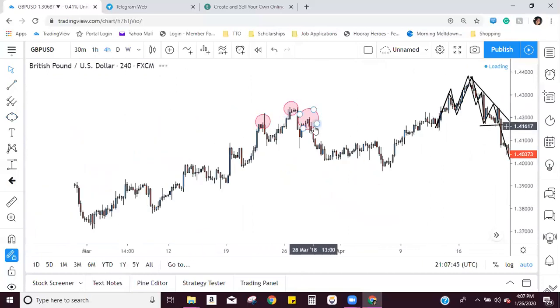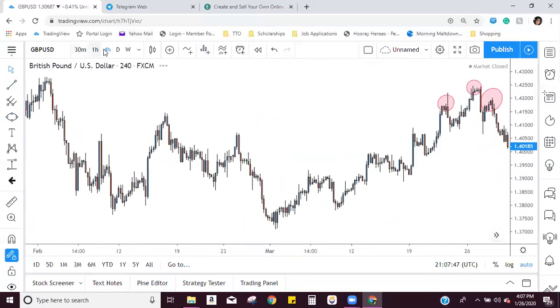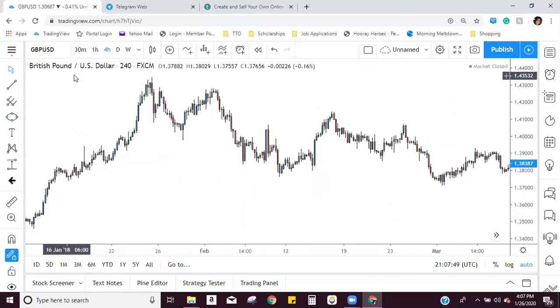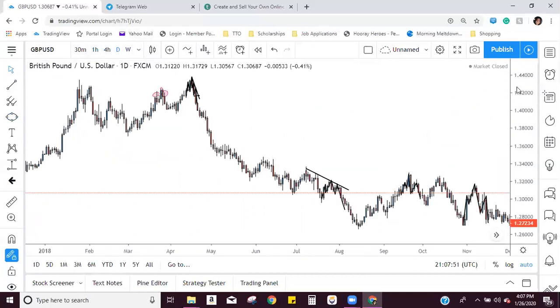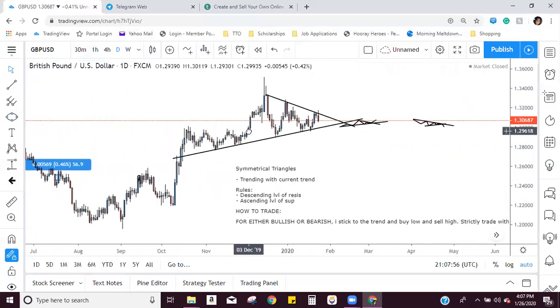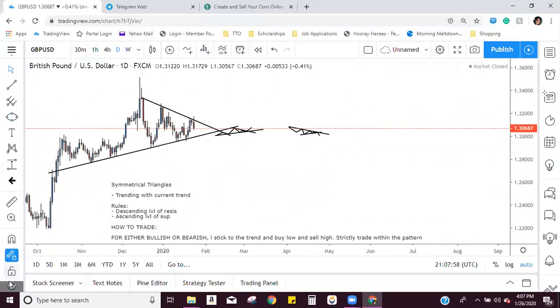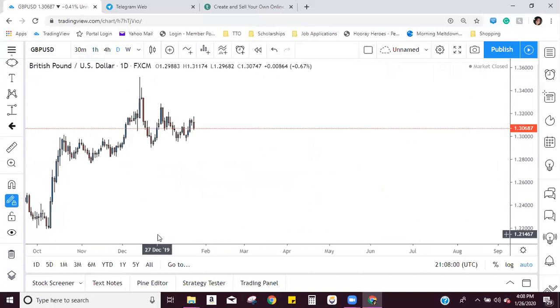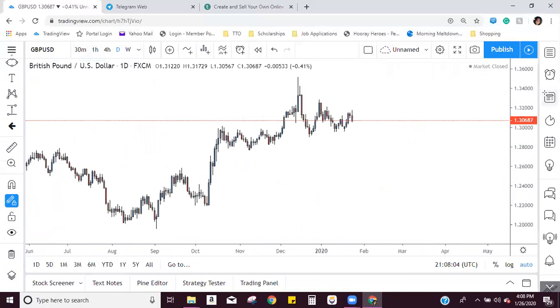Higher high, lower high, sell. One of the strongest pattern confirmations that the market actually gives, and it gives it throughout. It always gives it. It never fails to give it, guys. A very, very strong confirmation, a very, very strong pattern that I personally use, and it's one of my favorites. I use it all the time.